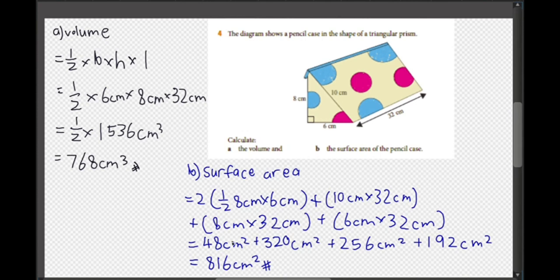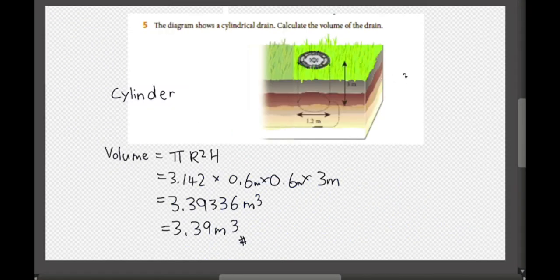Now adding them together, the two triangles add up to 48 cm square, plus the other faces, which are 320 cm square, 256 cm square, plus 192 cm square. After adding them all together, we will get 816 cm square, which is the surface area of this triangular prism. Now let's move on to question 5. Here it says that the diagram shows a cylindrical drain, and we need to calculate the volume of the drain.